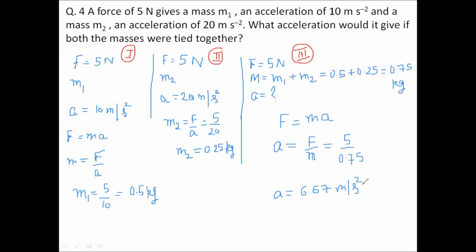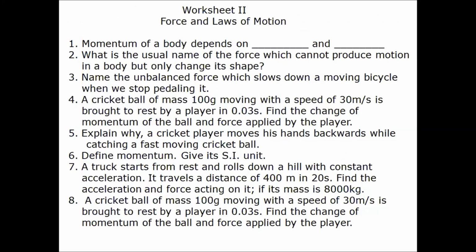I am assigning you this worksheet which is based on today's lecture.